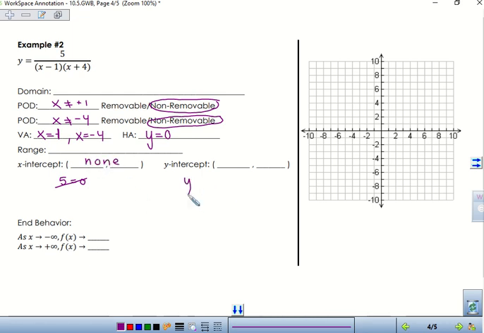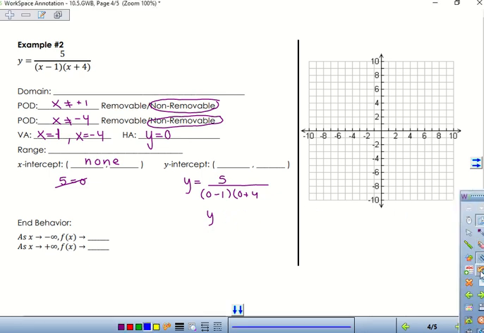For the y-intercept, you're going to take the entire equation and you're going to plug in 0 for x. So we got 5 over -4, which is -1.25. You see how I got it? Okay, perfect. All right, any questions about that?